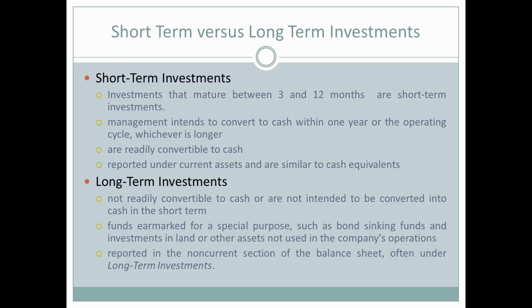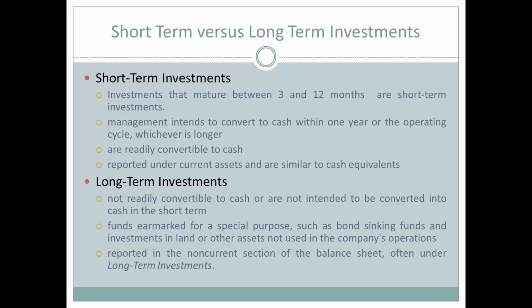Short-term versus long-term investments. Short-term investments are investments that mature between 3 and 12 months. Management intends to convert them into cash within 1 year or the operating cycle, whichever is longer. They are readily convertible to cash, and are reported under current assets and are similar to cash equivalents. This traditionally will be under the classifications, and we will see this as we go through this chapter. These will be trading securities.